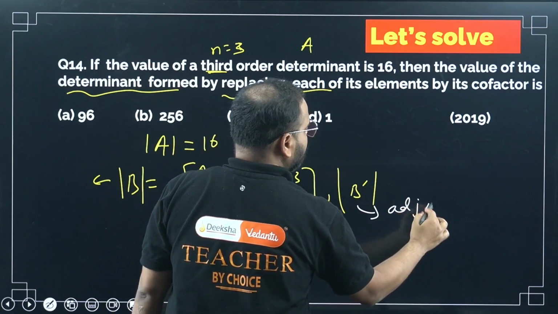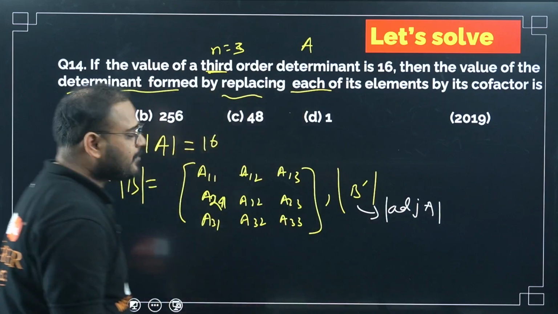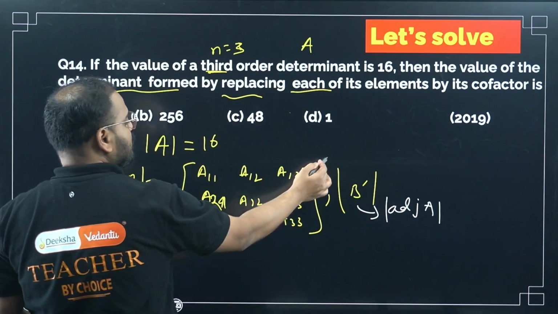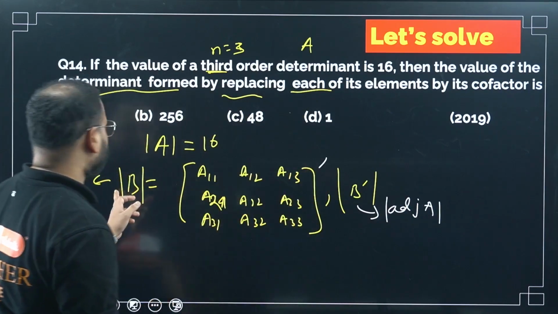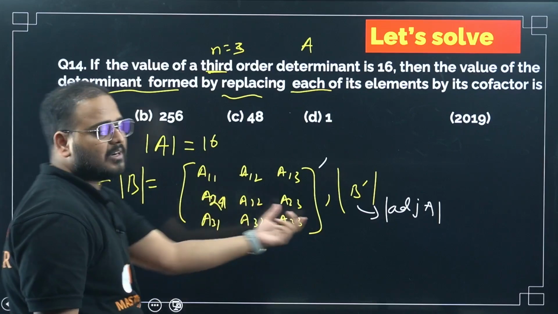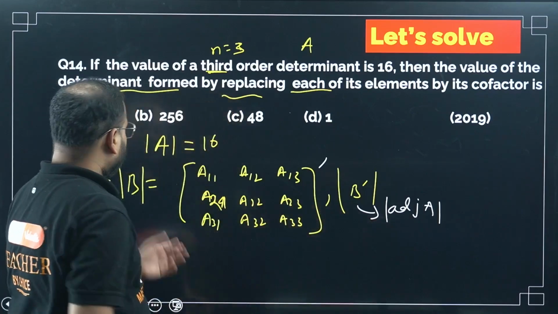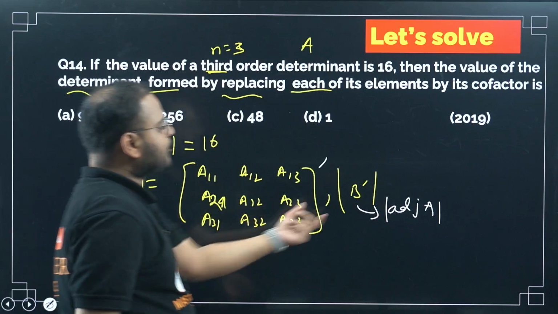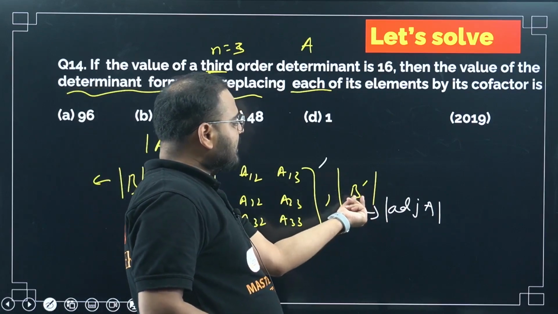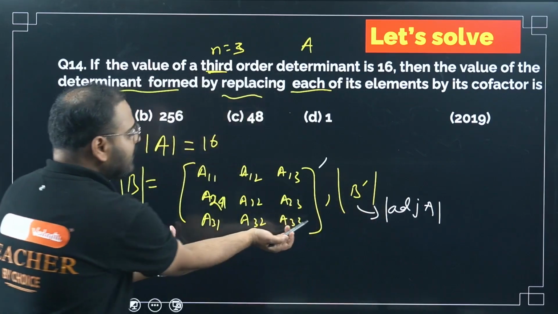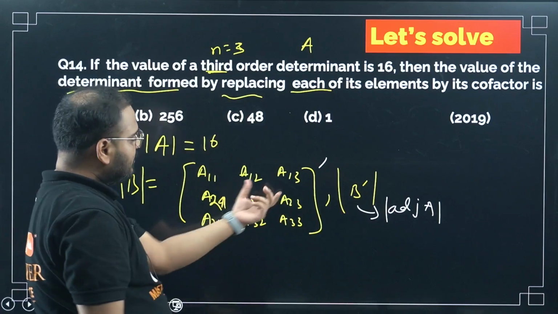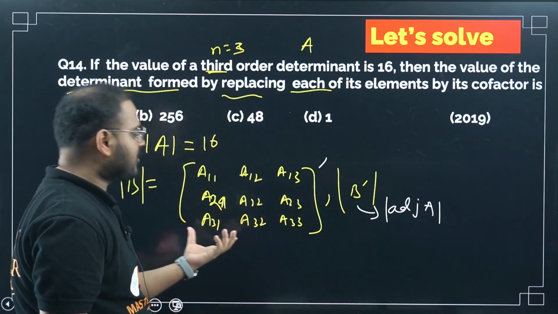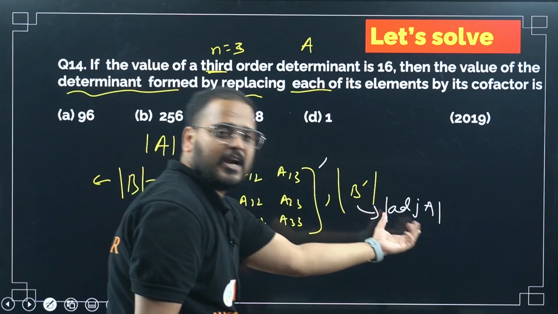This I can write as the determinant of adjoint A. Sir, but this is not the adjoint, I have to take a transpose, no? Even if you take a transpose of B, the determinant will remain the same, right? So either you write determinant of B or determinant of B dash, same thing. If this is my B, then the transpose of the cofactors matrix is nothing but the adjoint of A.